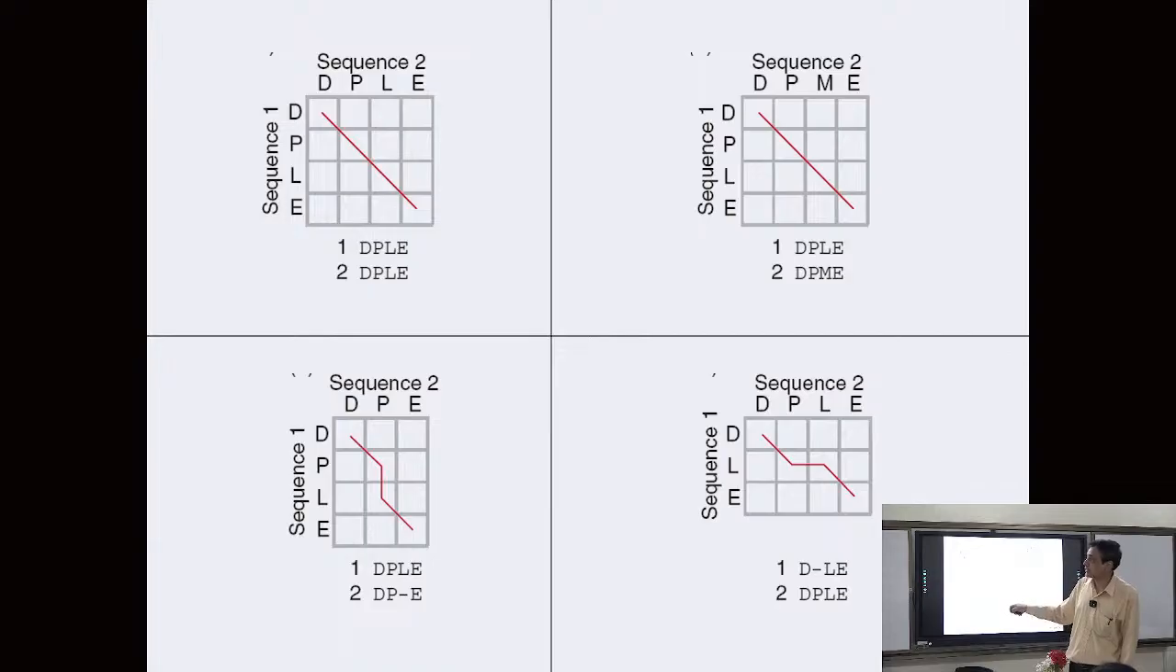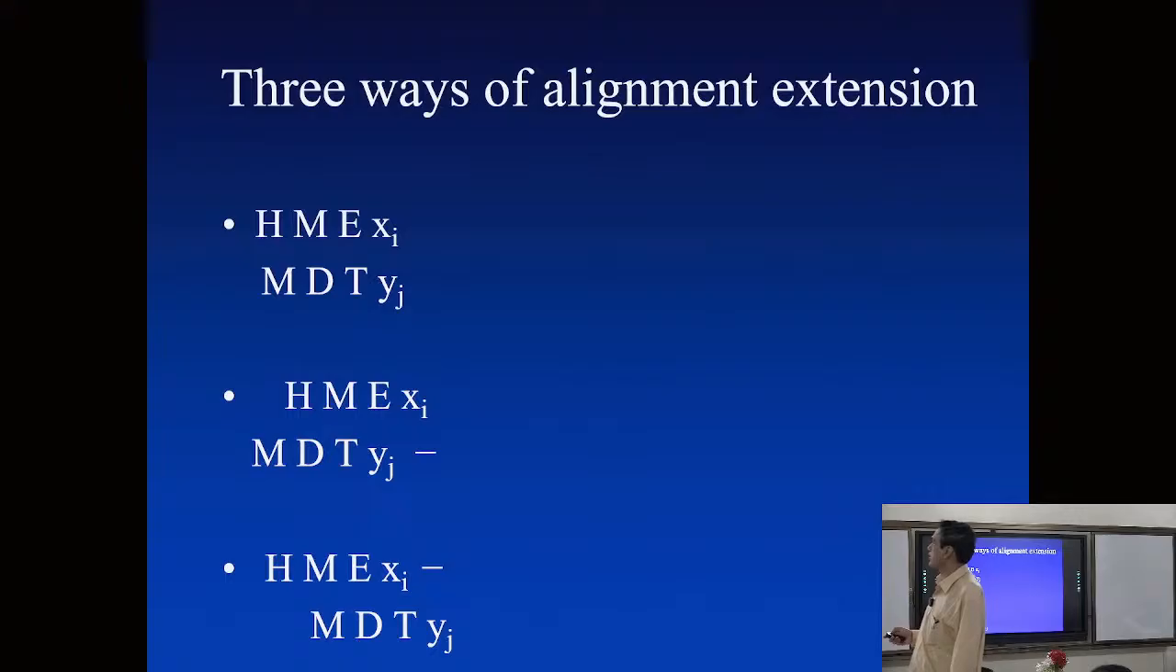And now you are here. Is it diagonal, vertical or horizontal? Diagonal, and you have the residues P and P in this cell, so P and P are aligned to each other. Diagonal means match or mismatch. Vertical or horizontal means gaps. Okay, very good. Now remember this, and this will help.